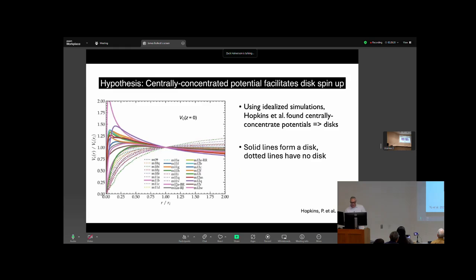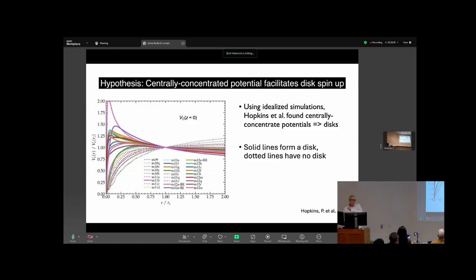So one idea, I was inspired by this paper that Phil wrote, which was great, where he put in these semi-idealized simulations. One of the things he did is he just put in these potentials by hand and cranked them up, and found that in simulations where the central potentials are cranked up, you make disks. So if you have steep central potentials, you make disks, and if you don't, you don't make disks. So this makes a lot of sense. It's a very interesting idea that this could be driving what's going on.